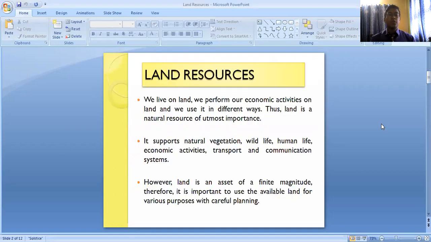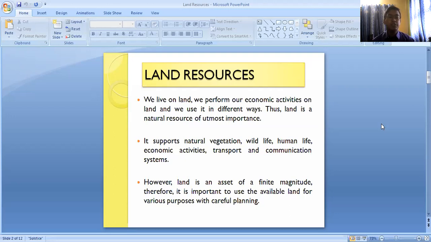Land resources. We live on land, we perform our economic activities on the land, and we use it in different ways. Thus, land is a natural resource of utmost importance. As human beings living on the earth, for every need we are dependent directly and indirectly on land resources.